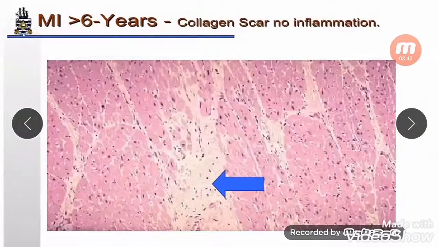And the last slide here will show the MI after 6 years. We will see a collagen scar, but there is no inflammation.